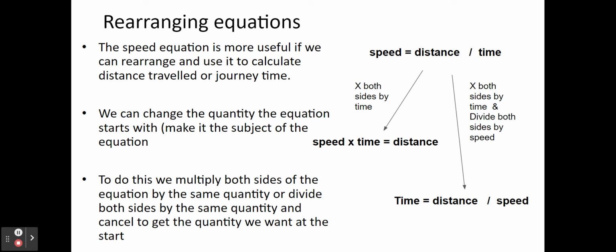Make sure that if you want to work out distance, multiply both sides by time, and you'll get speed times time is distance. If you want to work out the time, multiply both sides by time and divide both sides by speed, and that will give you time equals distance divided by speed. You can, of course, remember both of these equations because they're relatively easy to remember.